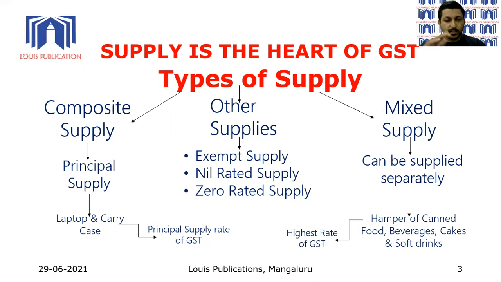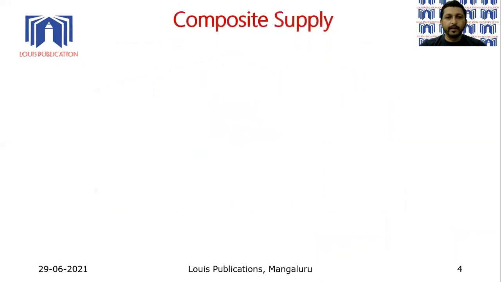That is called mixed supply, when these items could have been sold separately. So the transaction value is available. The highest rate of GST on the item available in that hamper will be calculated on such a transaction value. So we will look at the concept of composite supply as well as mixed supply a little in detail.